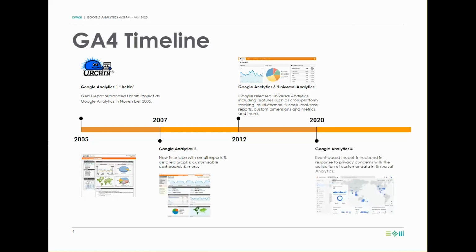In 2020, Google introduced the all-new Google Analytics 4 in response to privacy concerns with a collection of customer data in Universal Analytics. This platform unifies the best aspects of Google's mobile analytics and Universal Analytics for better management of data. Some great features include its event-based model compared to sessions, cookieless measurement, conversion and behavioral modeling, just to name a few.